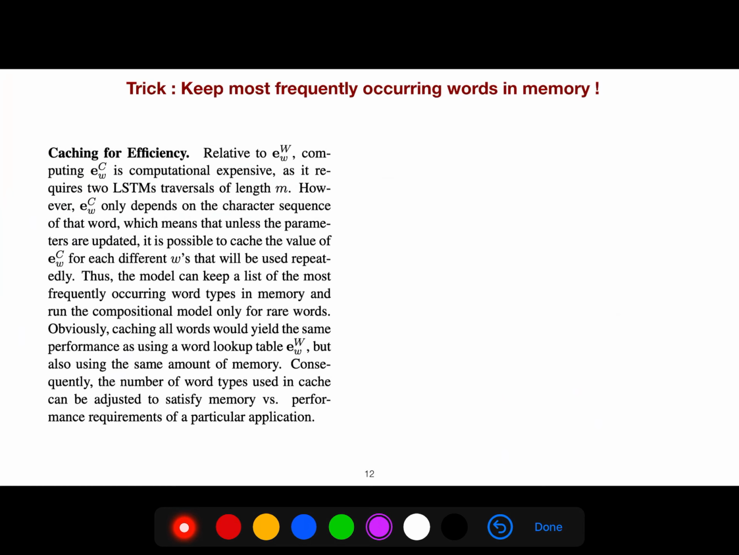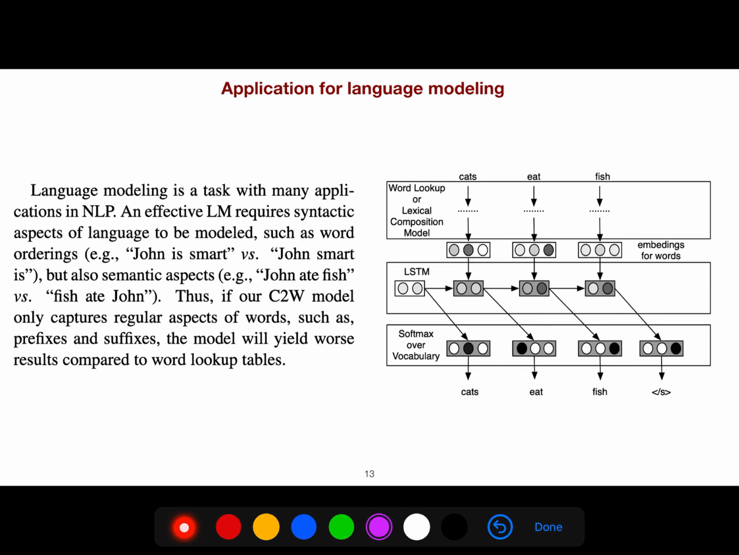And I've used this technique of caching for efficiency. So we keep the most frequently occurring words in memory. It's a technical issue, I skip it. And the application for language modeling is that you can outperform the state of the art. This is really important not only for language modeling, but also for many other tasks, such as part of speech tagging and so on.